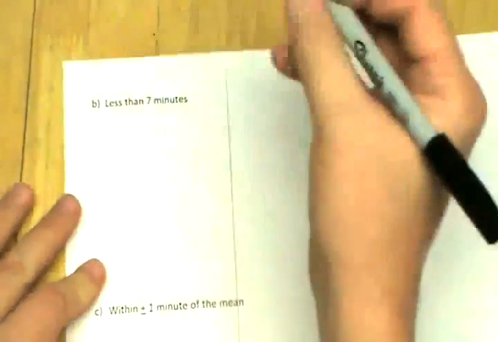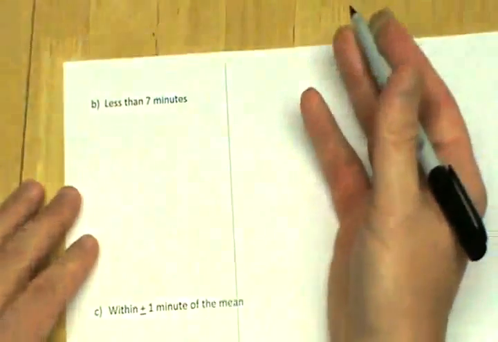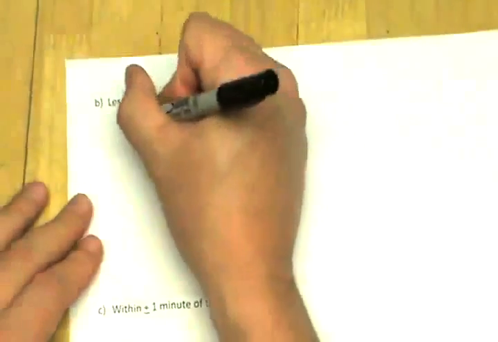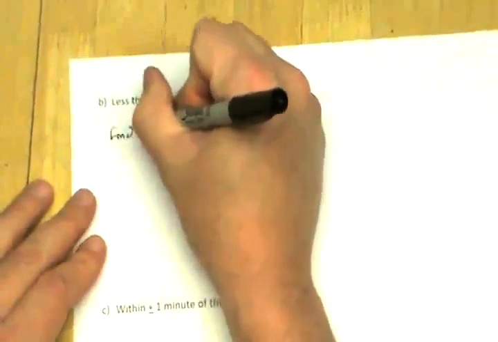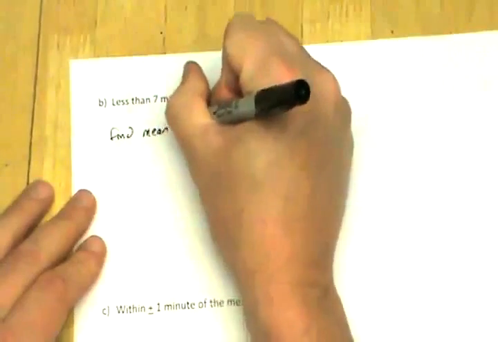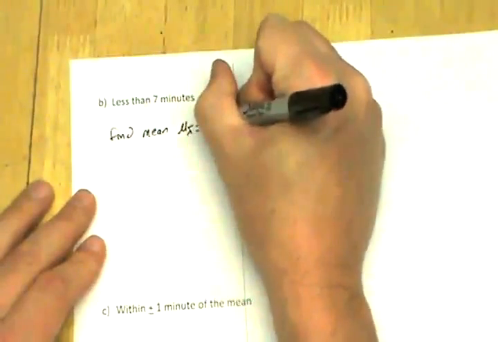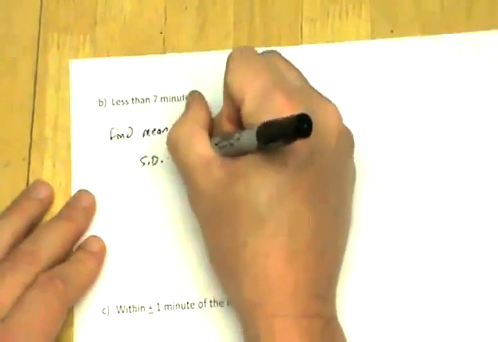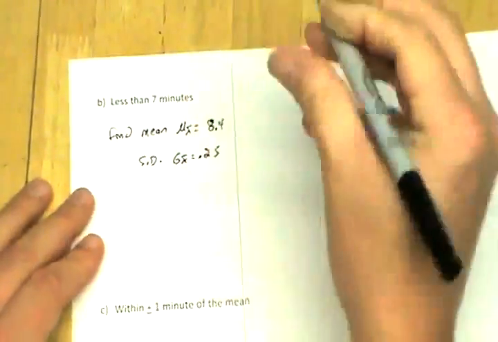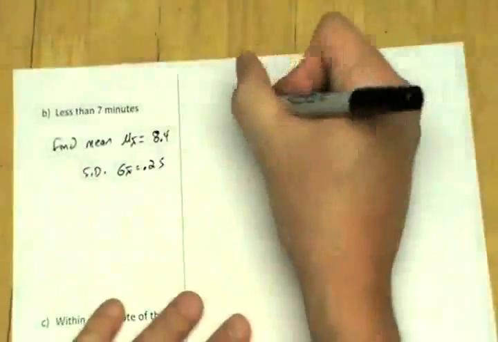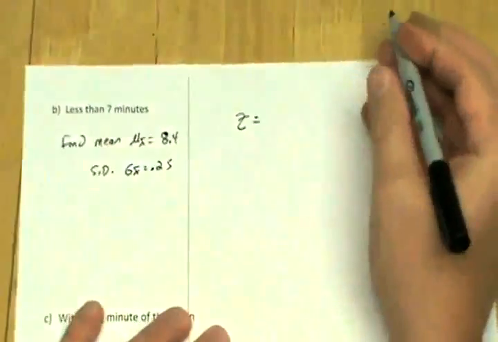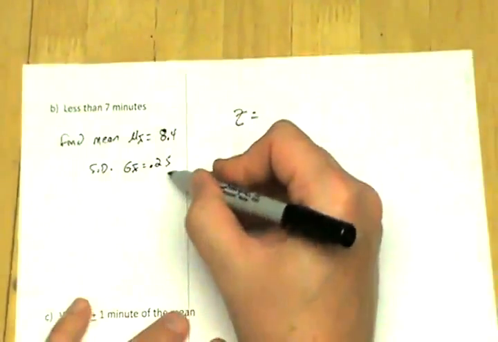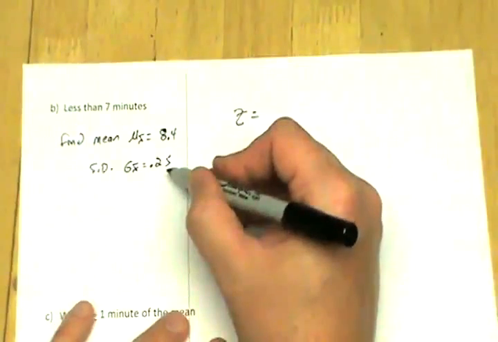So now, same question. Part B, we're just going to ask for different results here. What's the chance that the response time was less than 7 minutes? I'm just going to copy over now. We already found the mean, and that turned out to be 8.4 minutes. And previously we found the standard deviation to be 0.25. Okay, so we got to find the z-score. So we just copied down the mean and standard deviation from all the work we did with Part A.